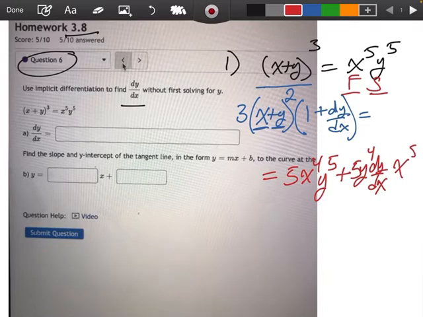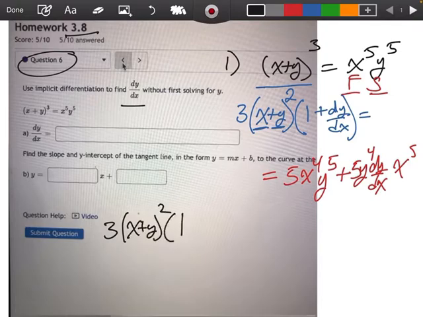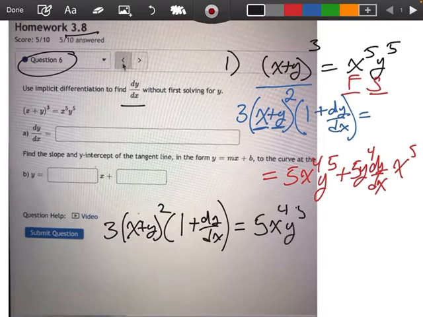So look, I'm just going to rewrite what I have already. I'm going to write 3(x + y)^2 (1 + dy/dx) equals 5x^4 y^5 plus 5y^4 x^5 dy/dx, okay?